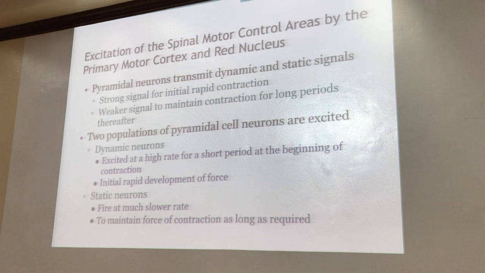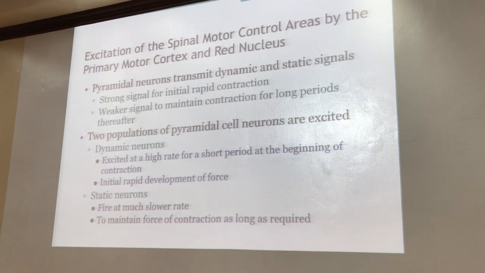Now, I would also like to emphasize the presence of two groups of pyramidal cell neurons. You have dynamic neurons and static neurons. Okay? So usually the static neurons are the ones that maintain certain postures. Okay? Yung dynamic neurons are the ones that initiate mga rapid movements. Okay? And this would belong to two different types of pyramidal cell neurons.